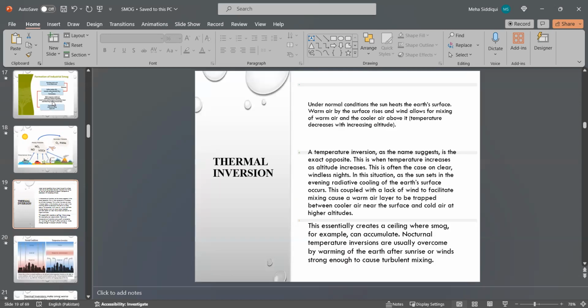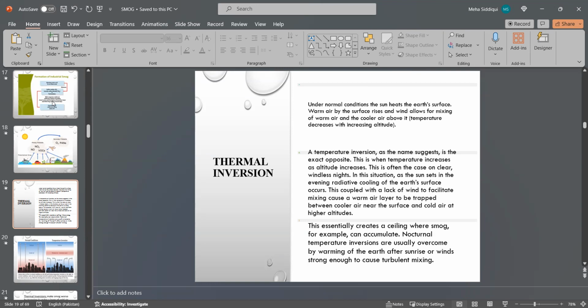Now, thermal inversion. Under normal conditions, we know that the sun heats the earth's surface, warm air by the surface rises, and wind allows for mixing of warm air and the cooler air above it. That is, temperature decreases with increasing altitude. That is, near the surface, the air near the earth is high in temperature, while as we go up with increasing altitude, temperature decreases.